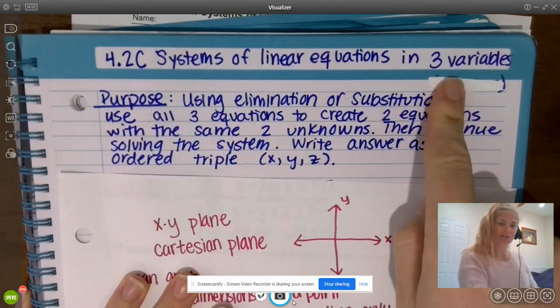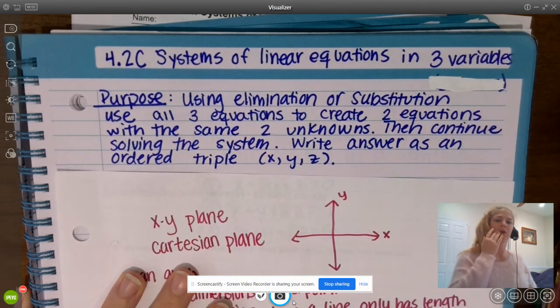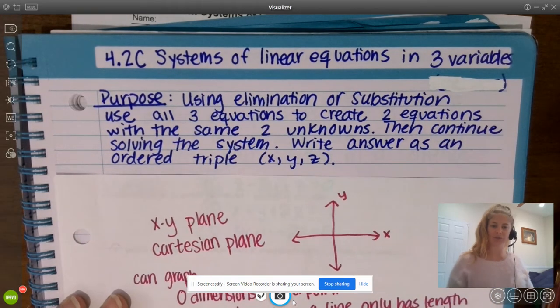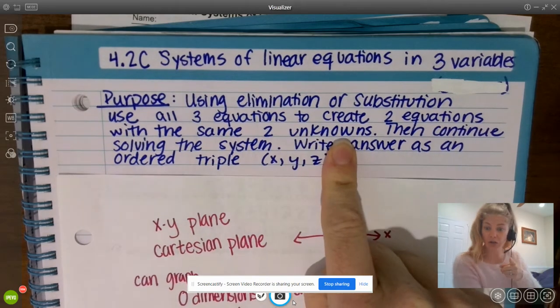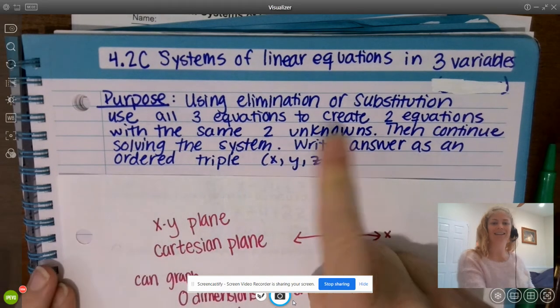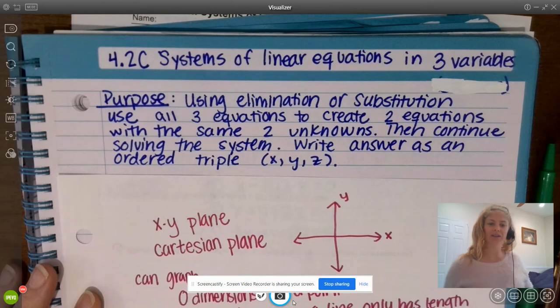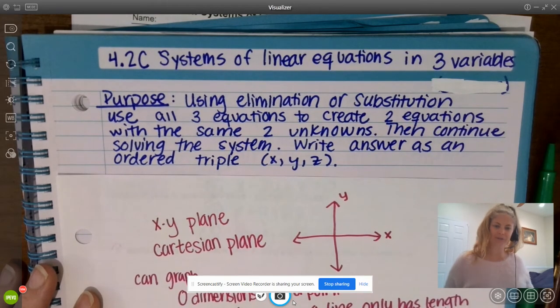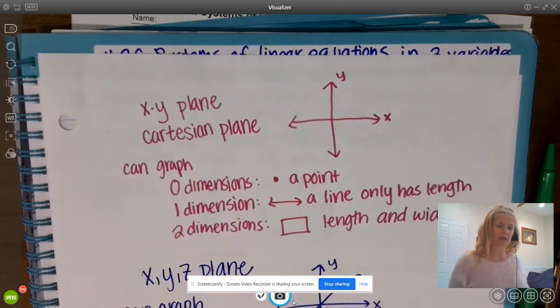Okay, so what are we doing? Systems of linear equations in three variables, 4.2c. We're going to use elimination or substitution, or a combo of them, to use all three equations in the system to create two equations with the same two unknowns, because you know how to solve that. Then continue solving the system, and you're going to write your answer as an ordered triple x, y, z. Still alphabetical order.